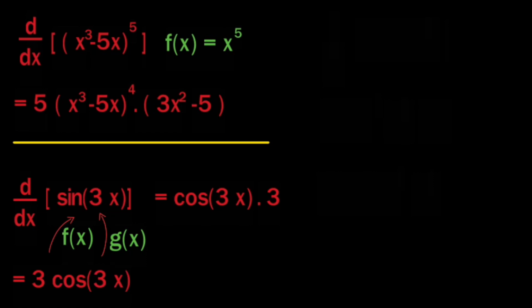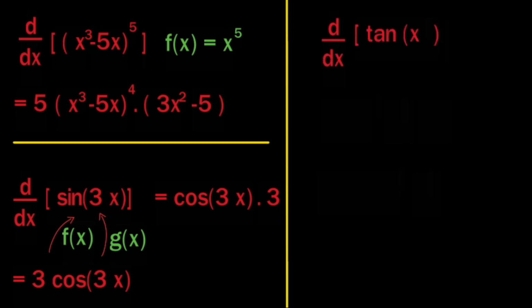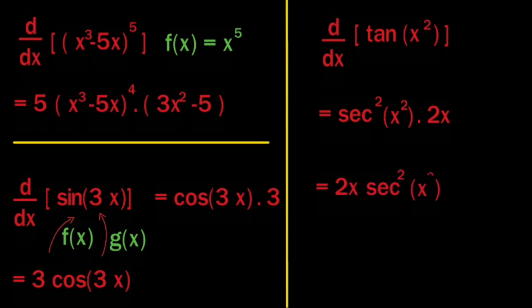So let's try some more examples. Let's say we want to differentiate tangent of x squared. We always differentiate the function outside first. The derivative of tangent is secant squared, and we keep the function inside, and we differentiate the function inside, we get 2x. So the answer is 2x secant squared of x squared.